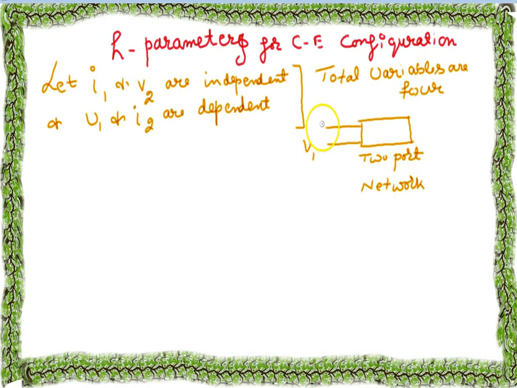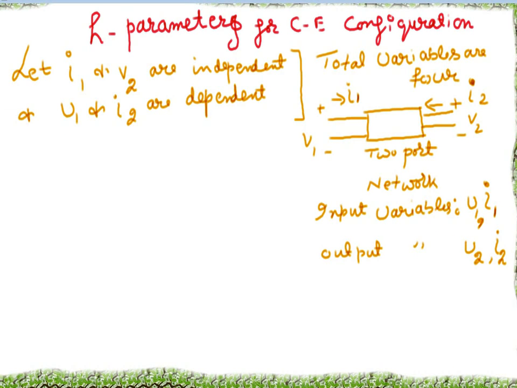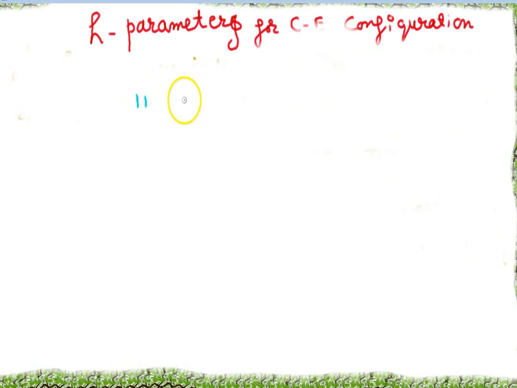In a two-port network, V1 and I1 are input parameters and V2, I2 are output parameters. It is our sign convention, plus, minus and inward currents. And we are making I1 and V2 independent and V1 and I2 dependent. So let's see 11, 12, 21, 22 and attach H with them.